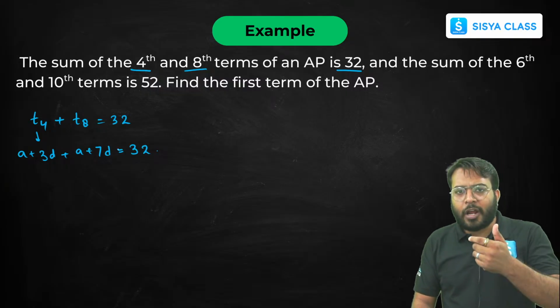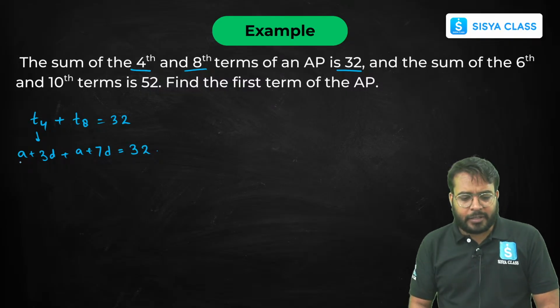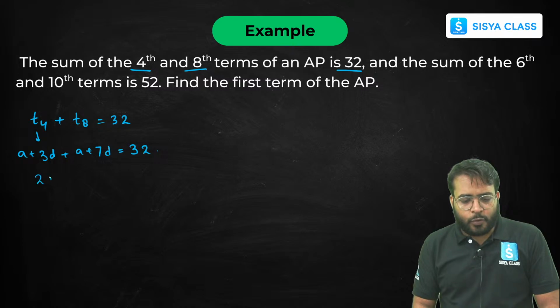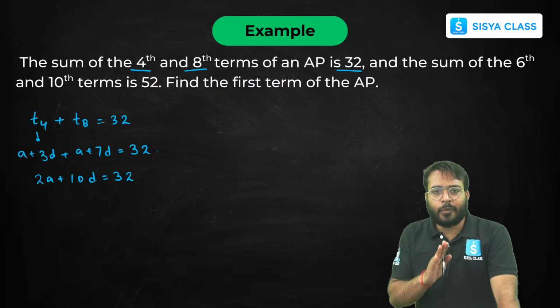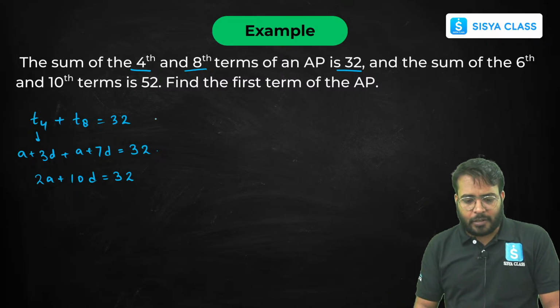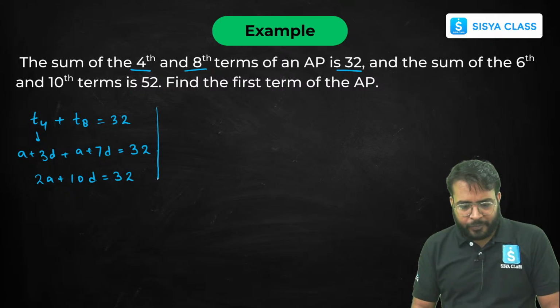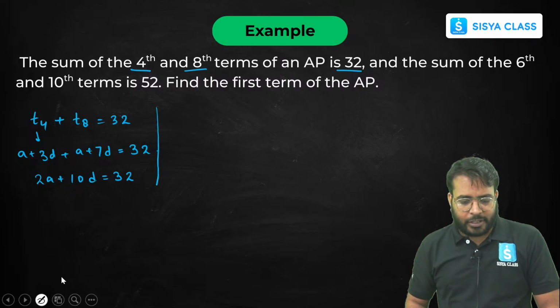Now can we add these two? Can we simplify this? So a plus a is going to be 2a, and 3d plus 7d is going to be 10d, and we got one equation in a and d, that is 2a plus 10d is equal to 32. This is what I got from my first statement, right?